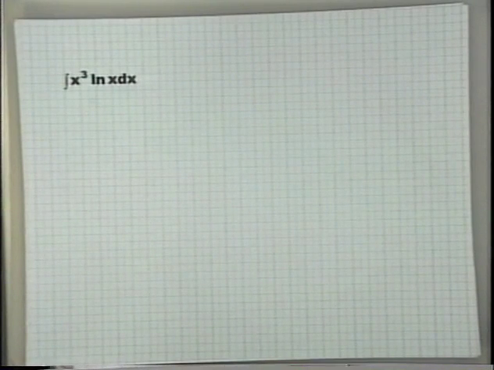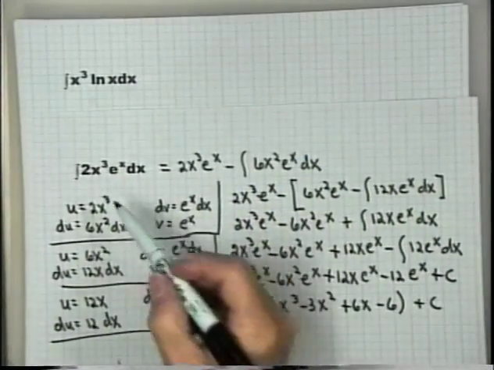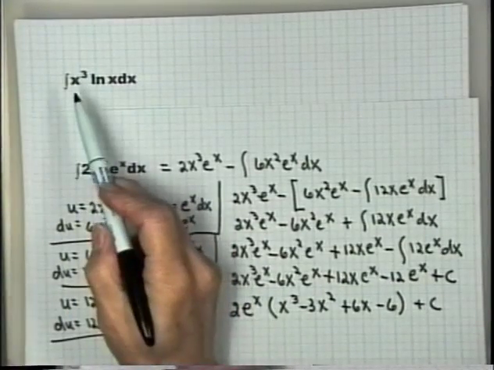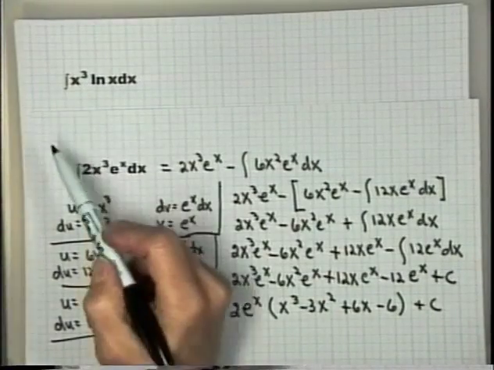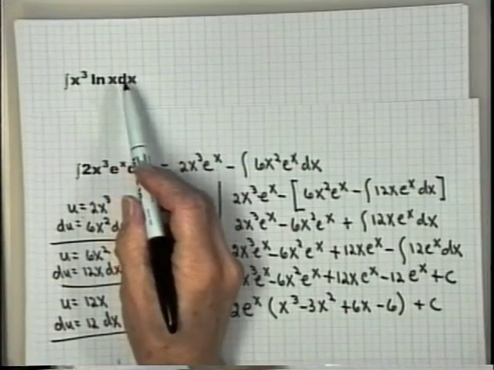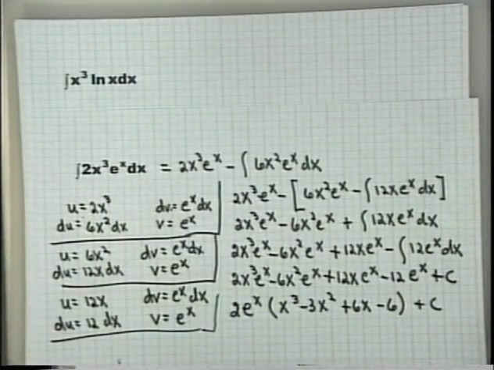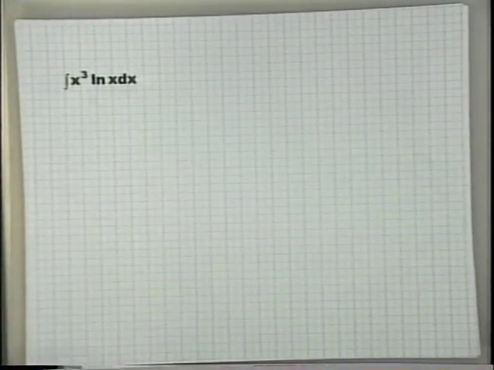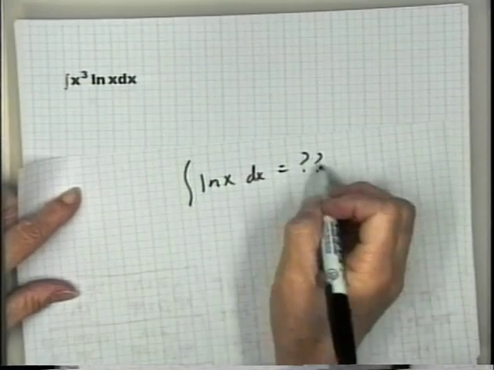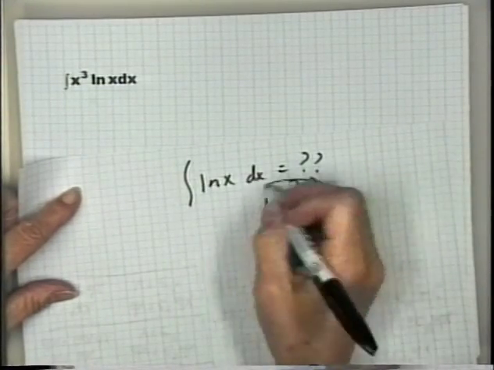Alright, this one is to do the integral of x cubed log x dx. Now this one is an interesting problem. If you compare to what we just did a second ago, see this x cubed here, and we chose the x cubed part to be the u? The problem I have here is if I choose x cubed to be the u, then dv would be log x dx. Do you know how to do the antiderivative of log x dx? Have you had a formula for this? You have not. We don't know how to do that.